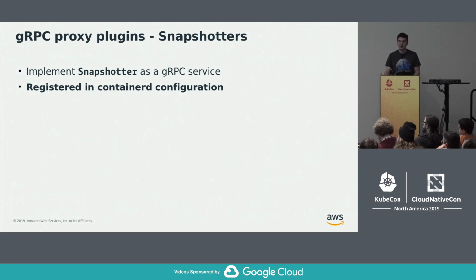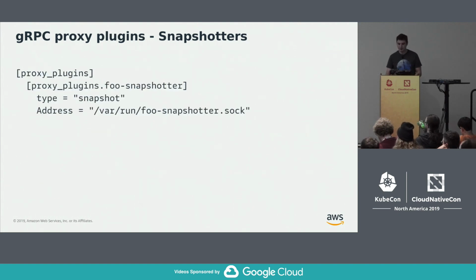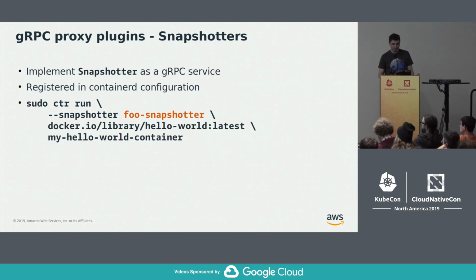So when the proxy plugin is ready for use, you need to register it in containerd's configuration file. Here's how a typical proxy plugin configuration would look. Here type defines what kind of interface your plugin implements, and address is the local socket file location which containerd uses to communicate with your proxy plugin. Similar to runtime, you have to tell containerd to use your proxy plugin. You can do that through the client or using the ctr snapshotter command line argument.